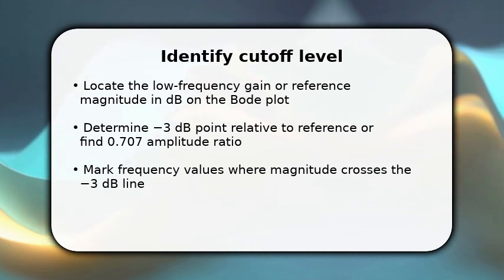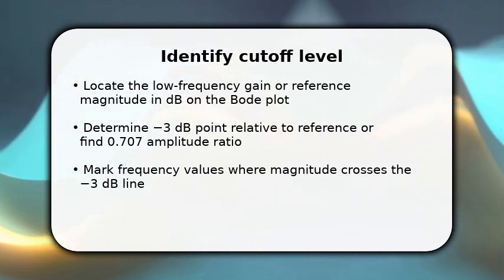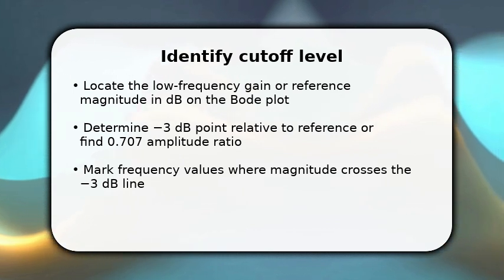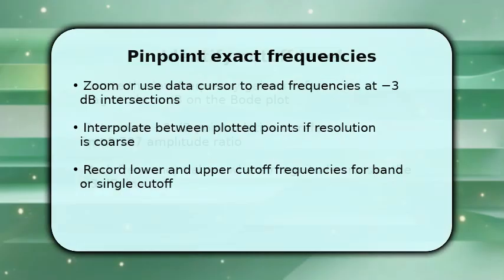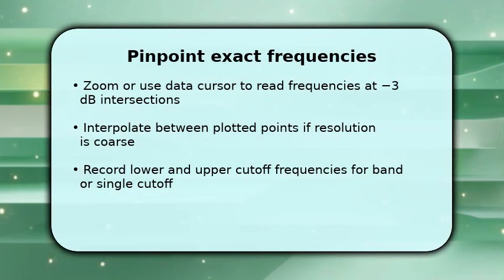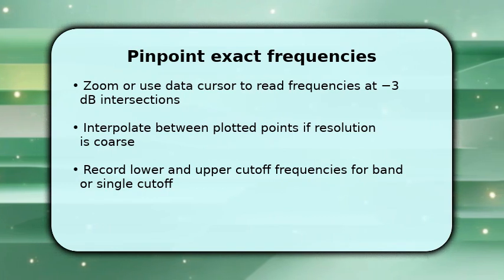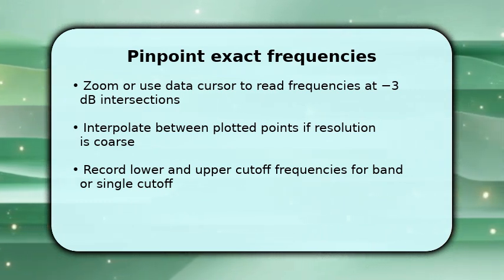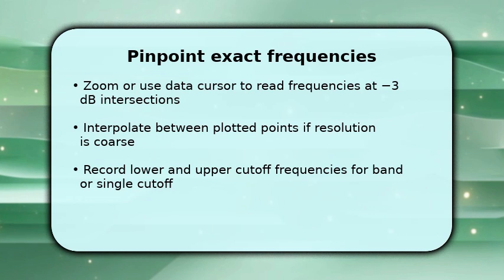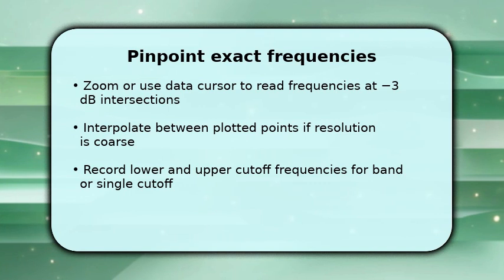Make sure to identify both lower and upper intersection points for band-limited systems, and note if only a single low-pass cutoff exists. Next, refine those marked intersections by using the plot's cursor or higher-resolution view. Read the frequency values precisely. If the data is sparse, perform linear or logarithmic interpolation between adjacent points to estimate the exact crossing. For bandpass systems, you will get 2 cutoffs. For low-pass, you get 1.